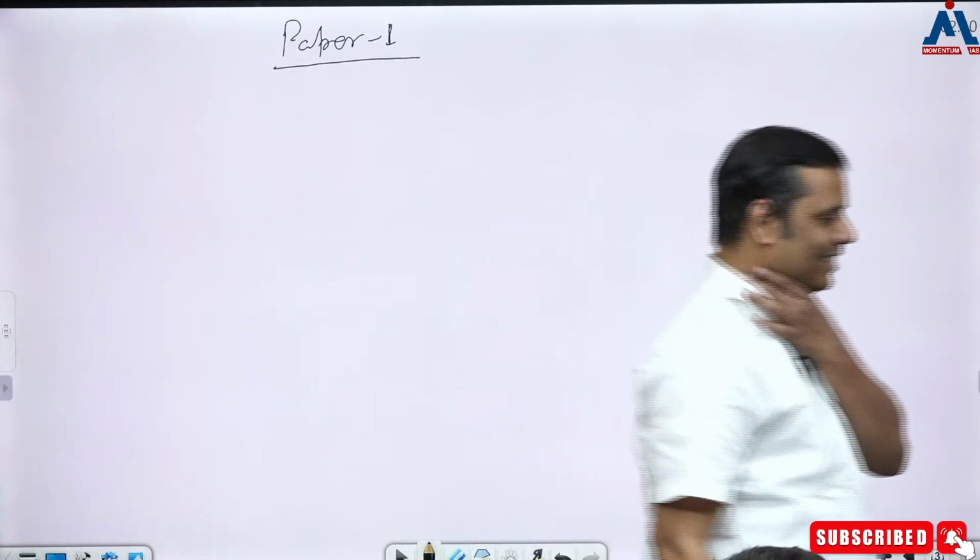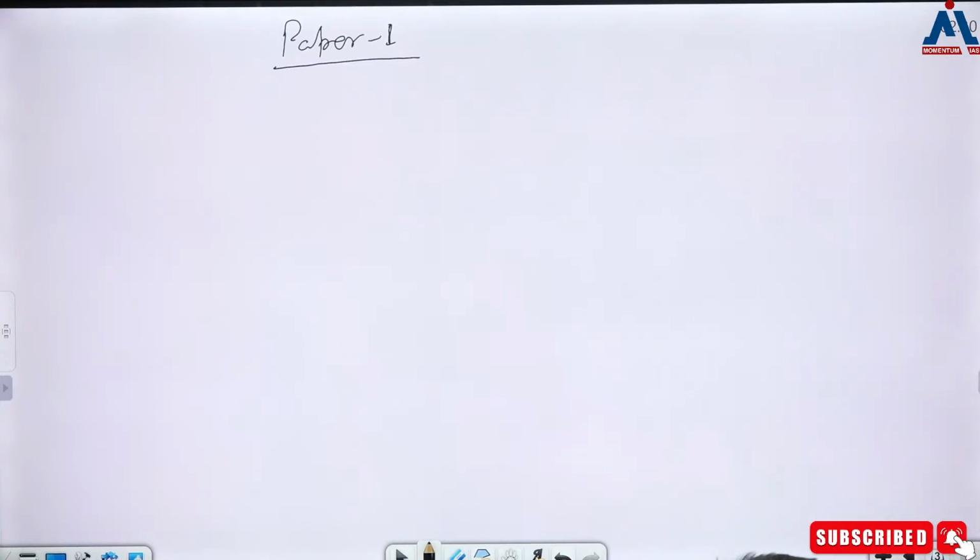अच्छा रिंगटोन, मुझे भी पास करिएगा. ठीक है.